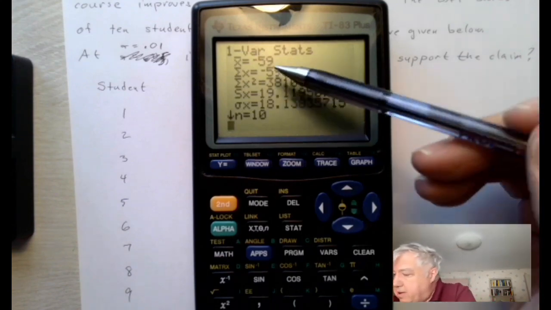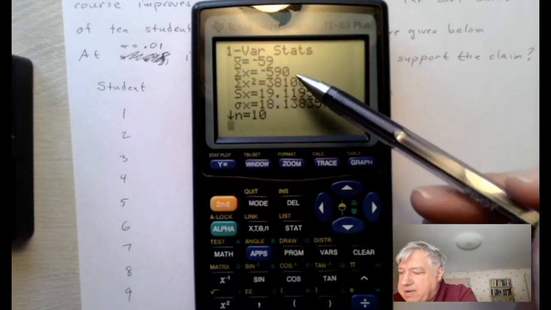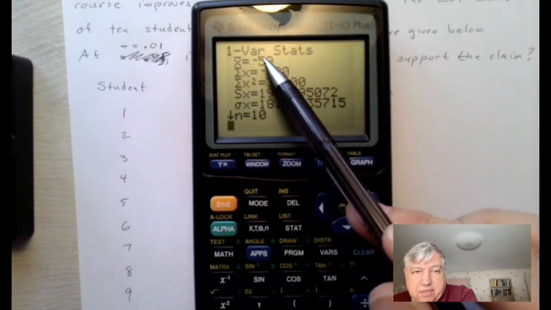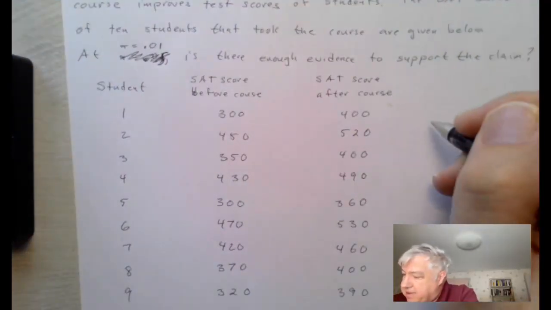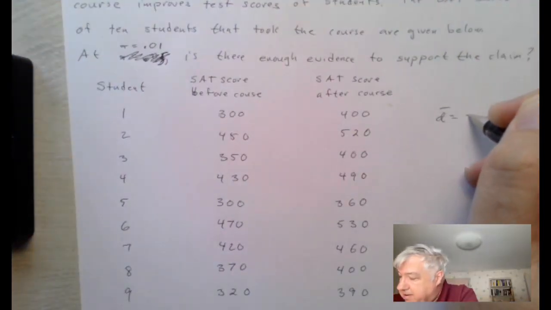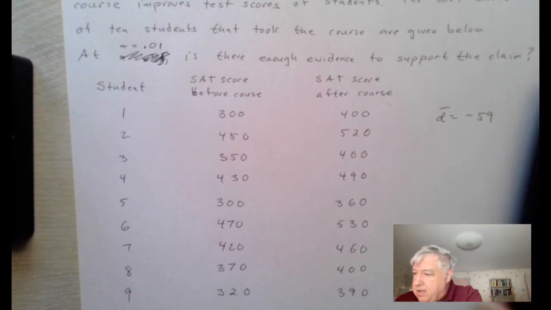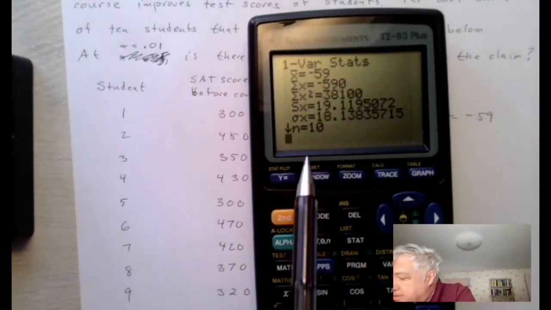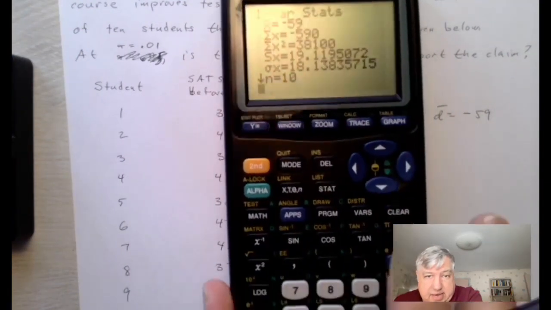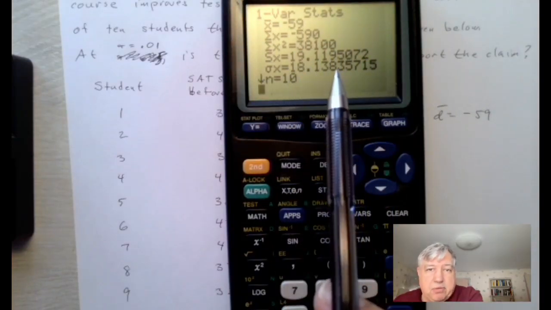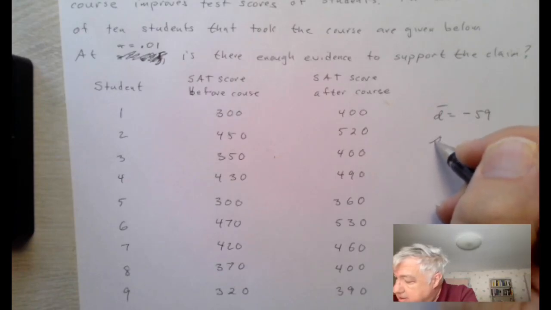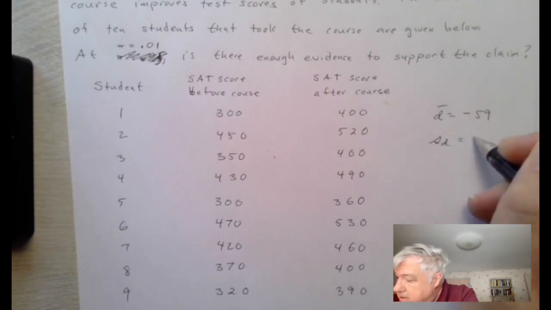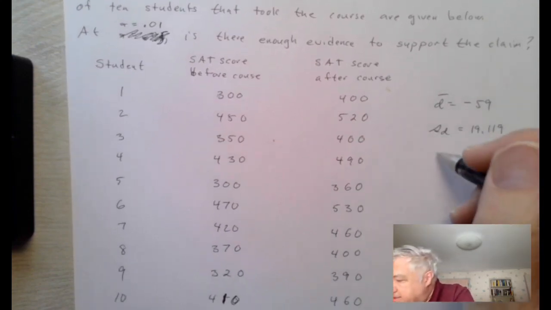Now remember, it says x bar, but we want d bar, and d bar is x bar. It's the mean of these values, so d bar is negative 59. And the sample standard deviation, remember that is Sx. That's 19.119. And n is 10, of course.